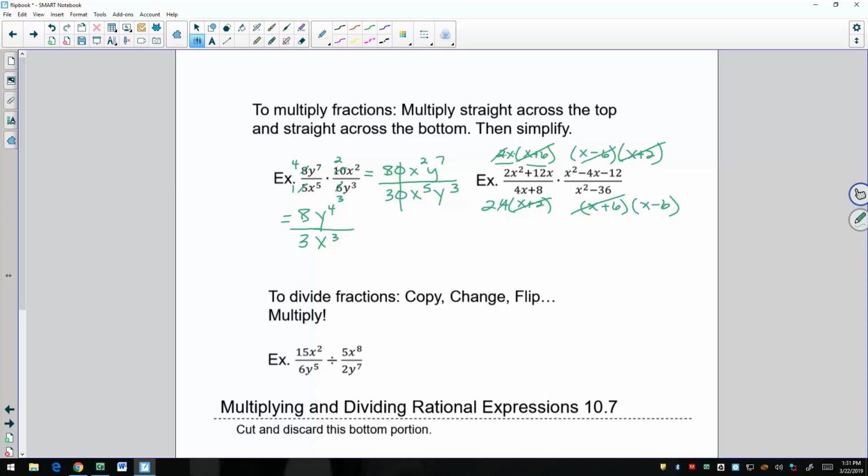Oh, and there are x minus 6's. So on the top, the only thing we have is x, and on the bottom, the only thing we have is 2. So that is your final answer.